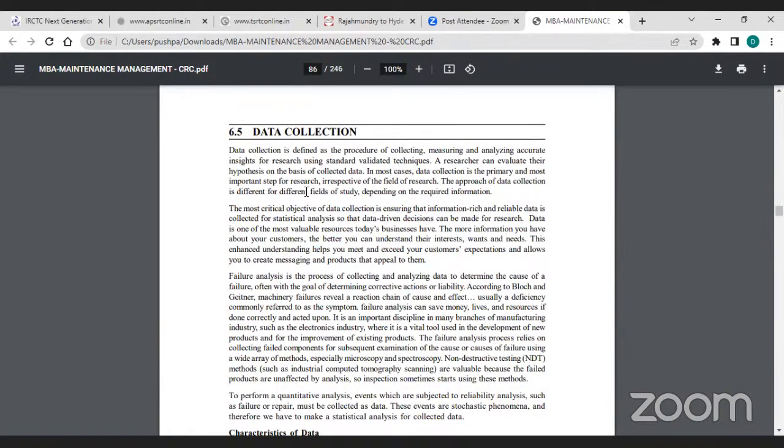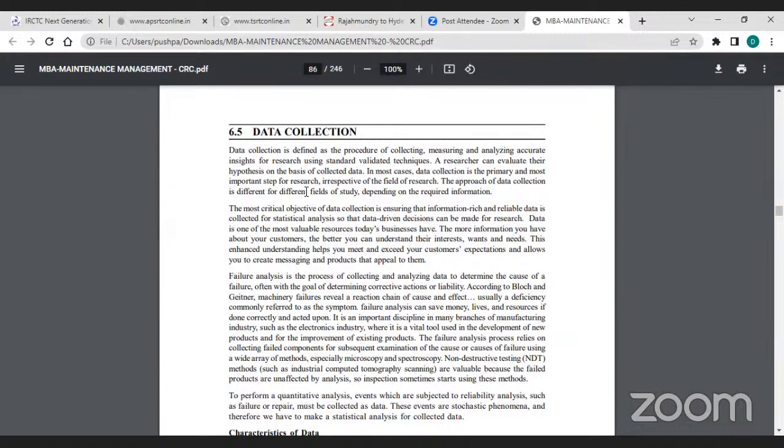So we will discuss today how the data is collected. Right. So what is data? Data is properly organized information that gives us an idea about any aspect. So here data is accurate information. Right. So how is the data collected? Data collection is a method of how we collect the data, how we measure the data, and how we analyze the accurate insights for research using validated techniques.